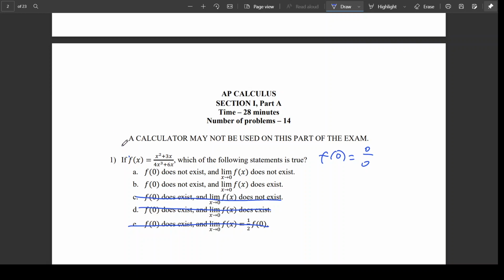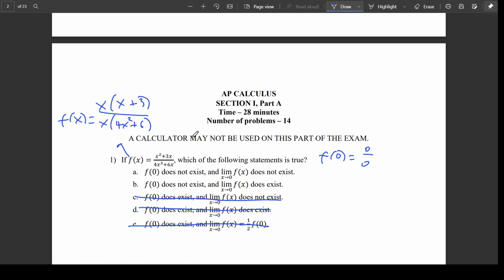So what I'm going to do here is take f of x and factor out an x on the top and the bottom. On the top, I'll get x times x plus 3, and on the bottom, I'll get x times 4x squared plus 6. And as you can see, what this graph really is is the graph of x plus 3 over 4x squared plus 6, but there's just a hole at x equals 0. So it's totally defined everywhere else, and only not defined at x equals 0, because the denominator isn't 0 anywhere else.